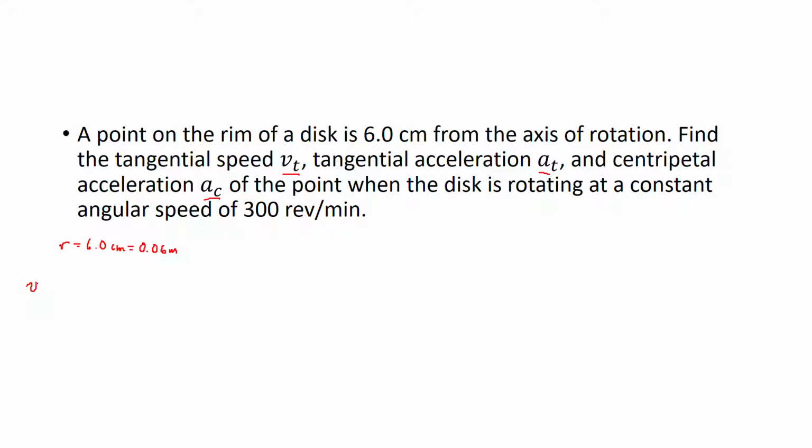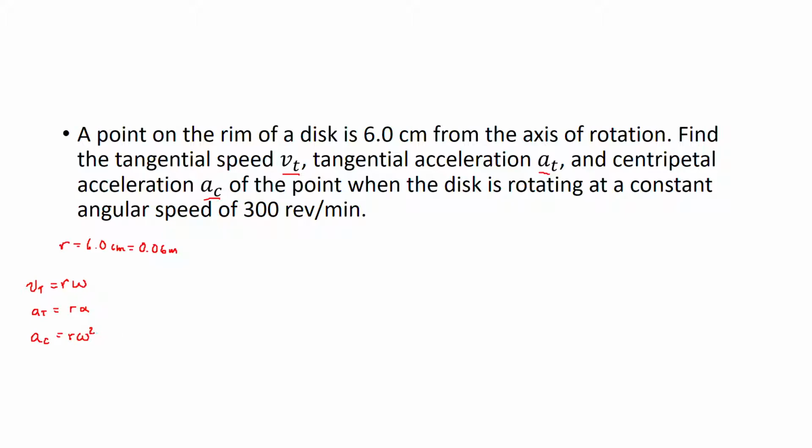You know that the tangential speed is going to be the radius times angular velocity. The tangential acceleration is going to be the radius times alpha, that's angular acceleration. And the centripetal acceleration is going to be the radius times angular velocity squared.